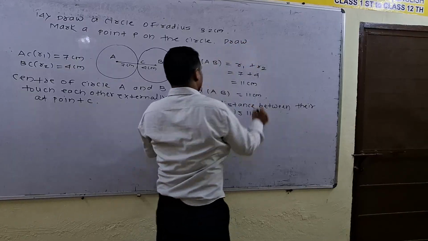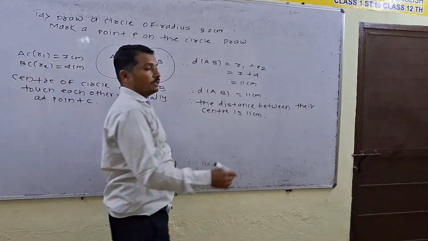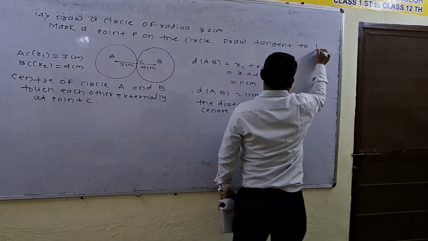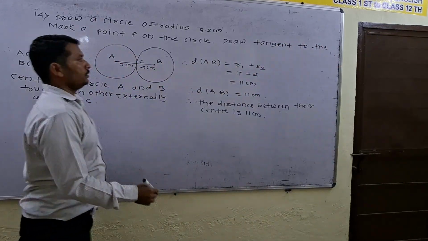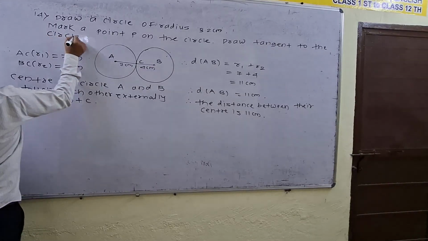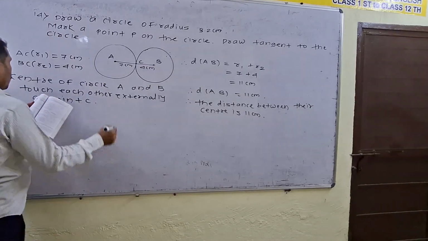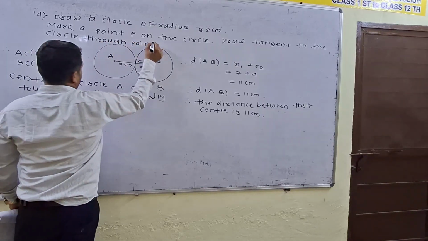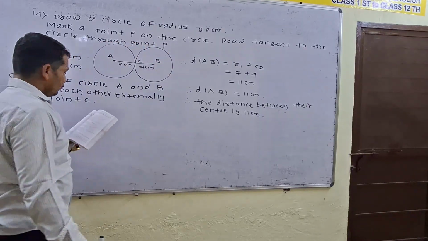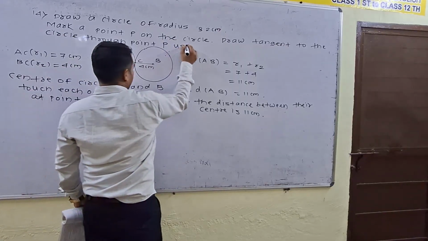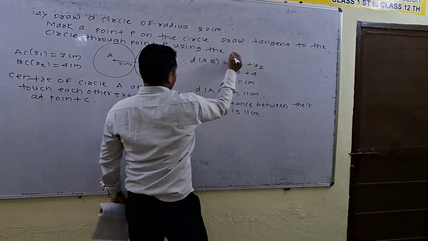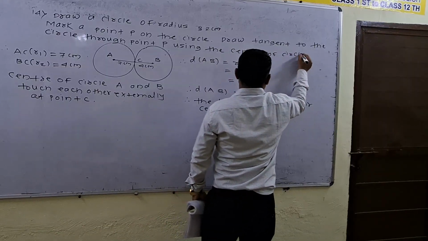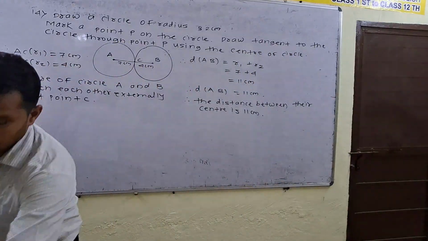Next, draw a tangent to the circle through point P. Write down there again. There is a point P. Draw a tangent through point P using the center of the circle. Okay, now you will try to find the answer.